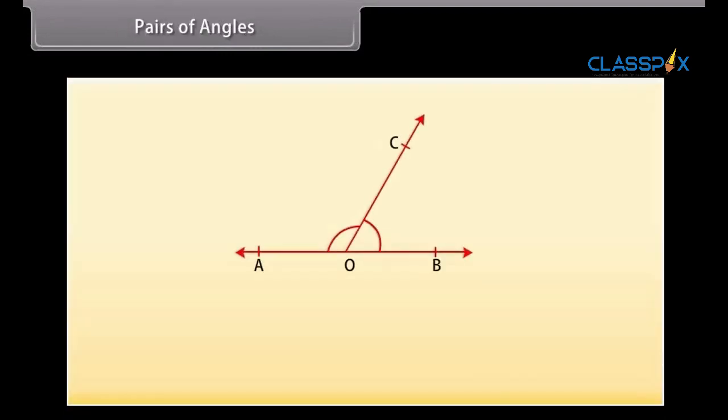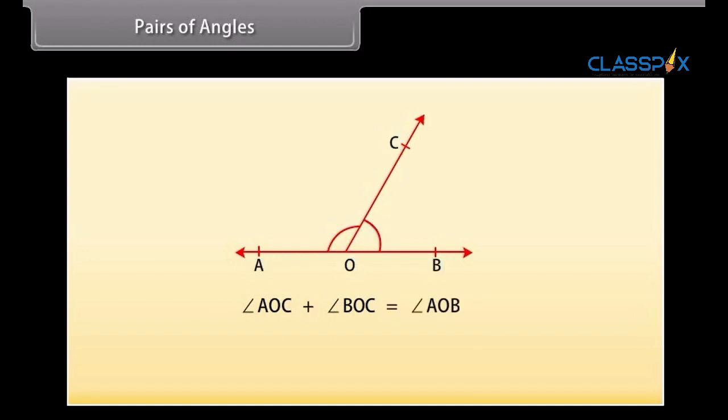Pairs of angles. Now let us find out the relation between the angles formed when a ray stands on a line. Look at this figure. Here AB is the line and OC is the ray. Angle AOC, angle BOC and angle AOB are the angles formed at O. Can we write angle AOC plus angle BOC is equal to angle AOB?